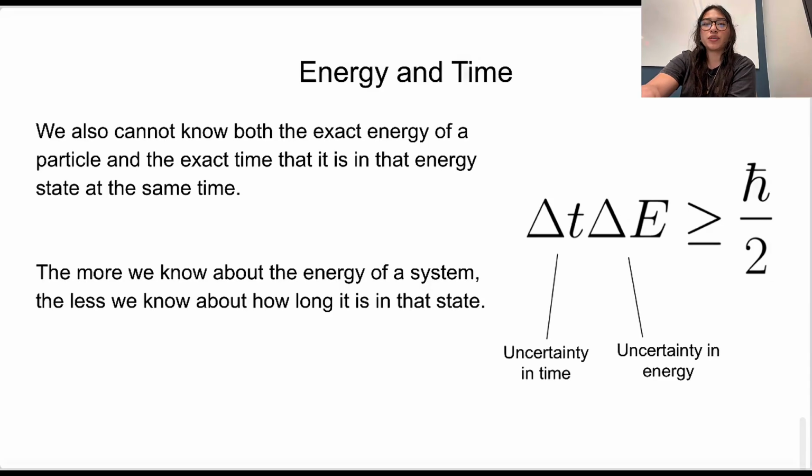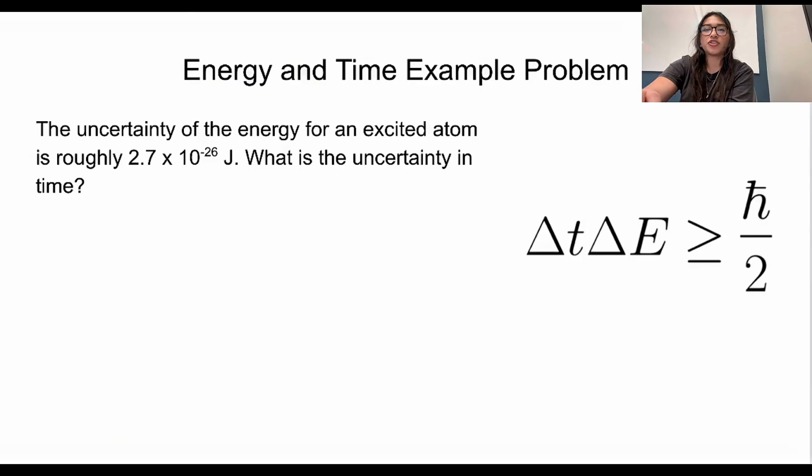So for the uncertainty principle, we see that delta T times delta E is greater than or equal to h bar over 2. Delta E is the uncertainty in energy, delta T is the uncertainty in time, and h bar is the reduced Planck's constant, so it's going to be h over 2 pi. The uncertainty of the energy for an excited atom is roughly 2.7 times 10 to the negative 26 joules. What is the uncertainty in time?